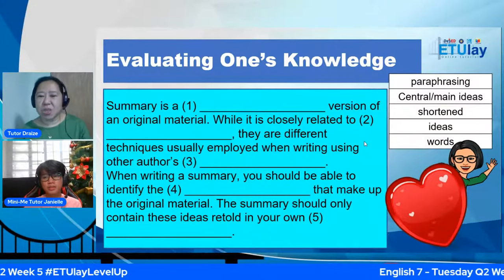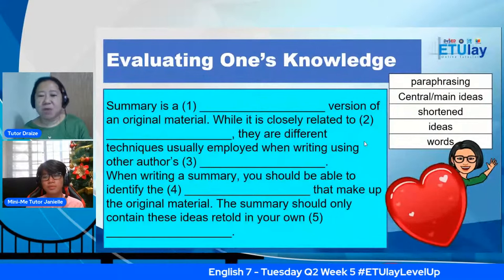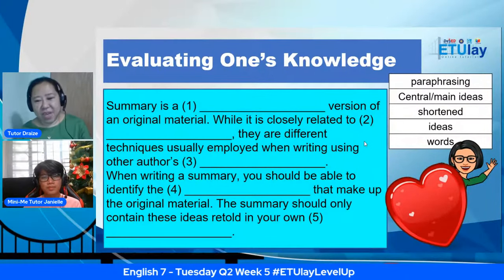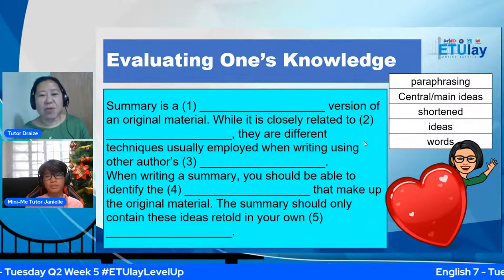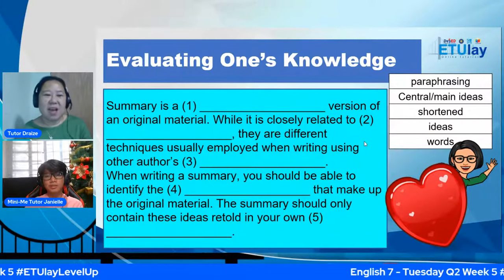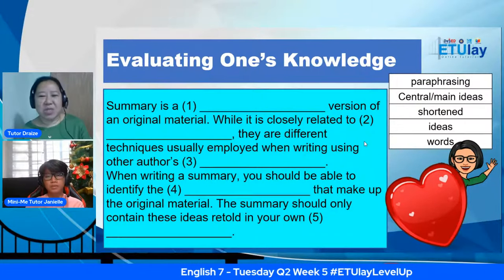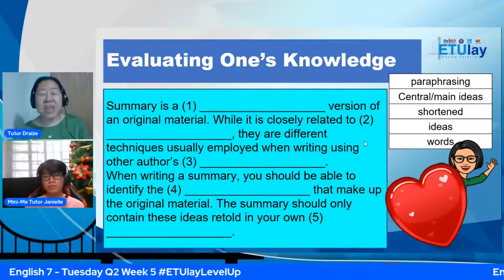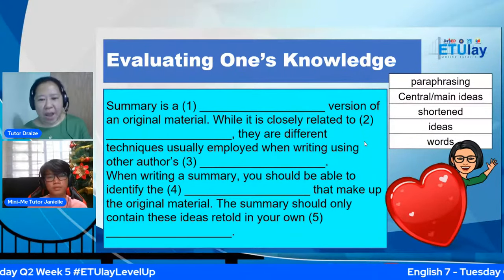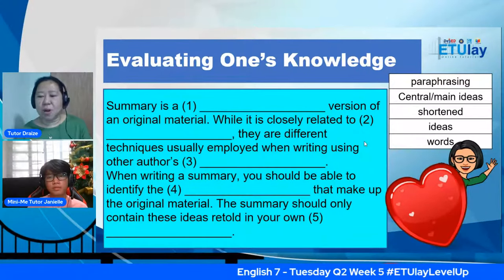So what are these choices? We have paraphrasing, central or main ideas. We also have shortened. We have ideas and we have words. So let us now fill in these blanks by choosing from the options that we have here. What do you think is the answer for number 1? Please type in your answer. Don't forget to write number 1.